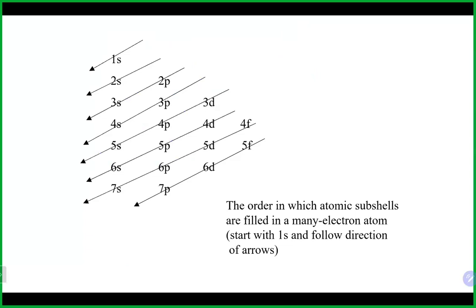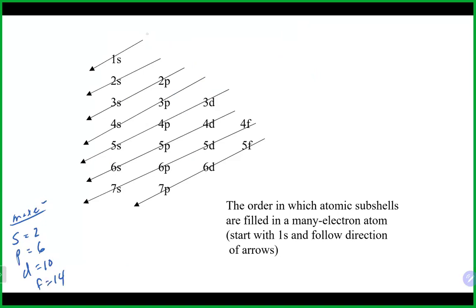And if you know this, and you know what we talked about, that if you max out an s orbital, that's 2 electrons, a p subshell, that's 6, a d subshell, that's 10, and an f subshell, that's 14 electrons, you pretty much can write any electron configuration that you want.